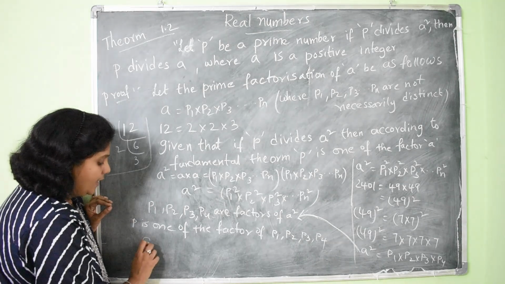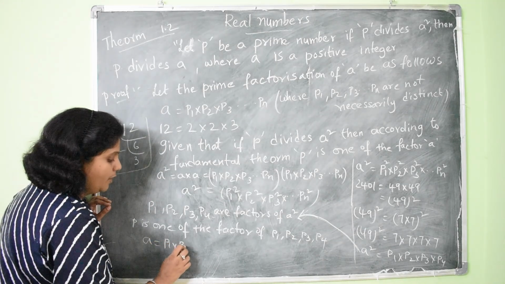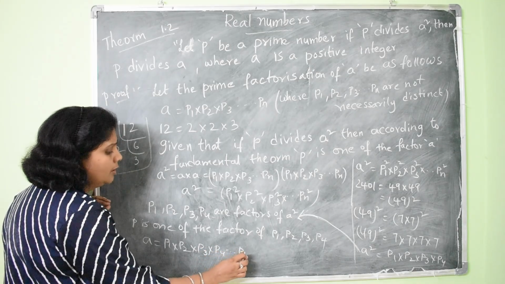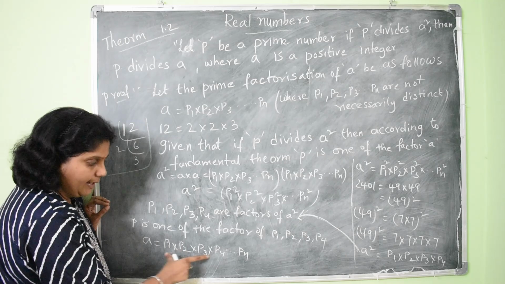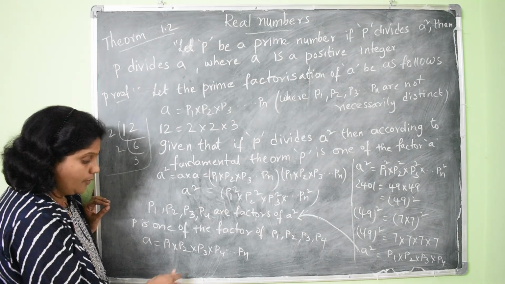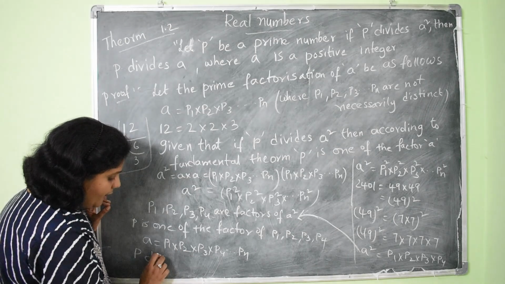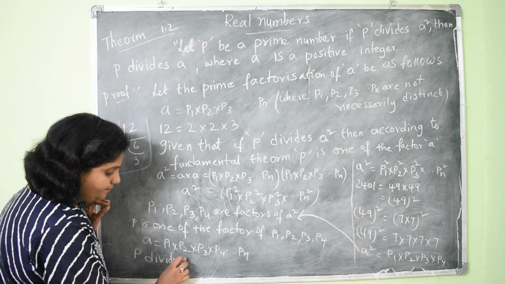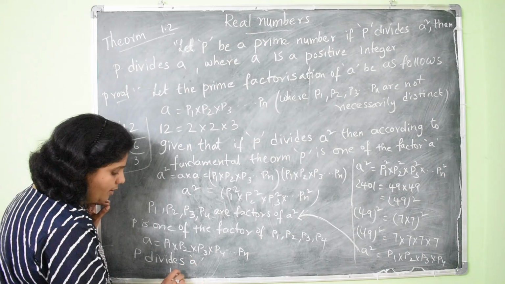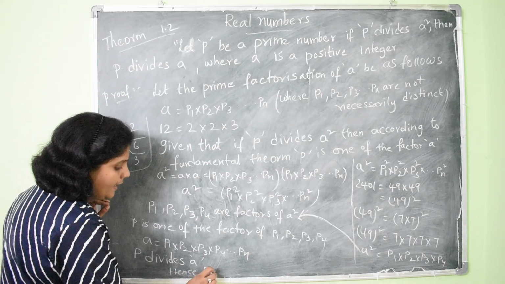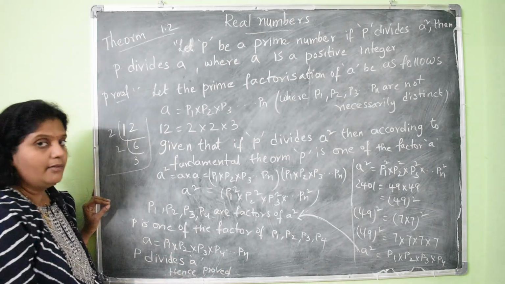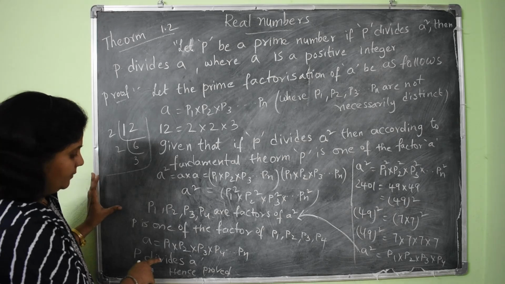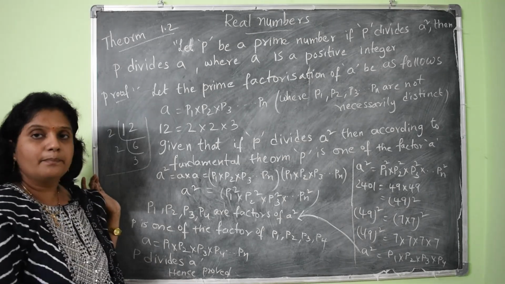Hence what is given? A is equal to P1 into P2 into P3 into P4 and so on up to Pn. According to that, P is one of the factors in this. So we can say that P divides A. If it is a factor among these, then definitely it will divide A. Hence proved. If a number is divisible by another number, we can say that definitely it is a factor of it. So here P divides A, and hence proved.